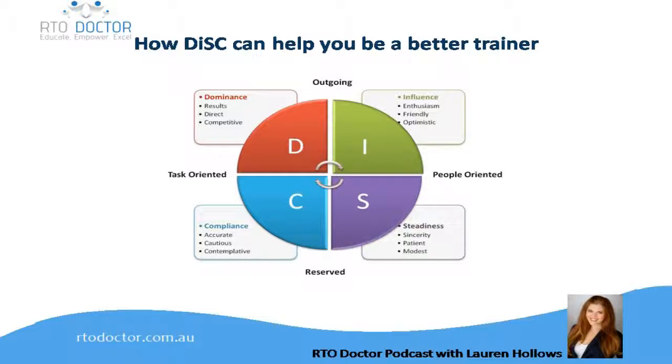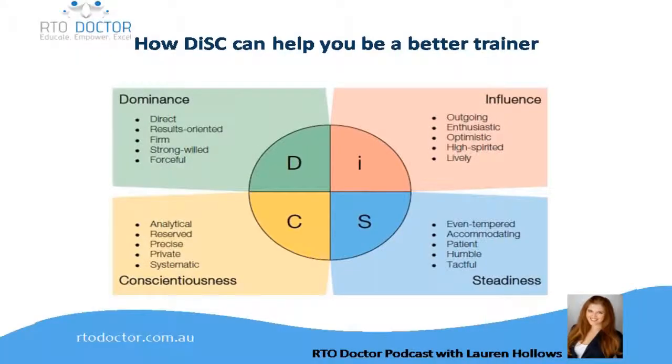Your S is for steadiness. And steadiness is about being even-tempered. They're very accommodating, patient, humble, tactful. Everybody gets along well with an S. Your C's are those who are very conscientious. They are analytical, reserved, precise, private, and systematic.